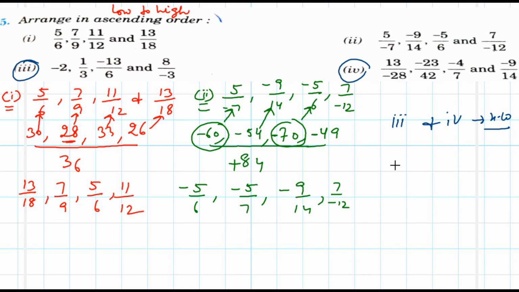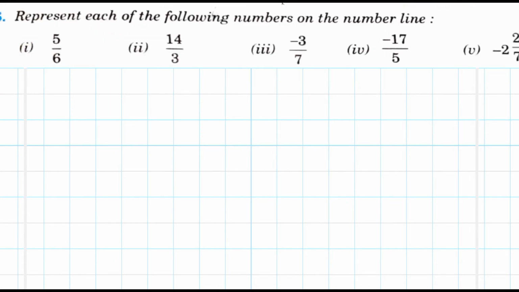Now we will move on to the next question, that is question number 6. Right, students? Represent each of the following numbers on the number line. So first one is 5 upon 6. First one is 5 upon 6.